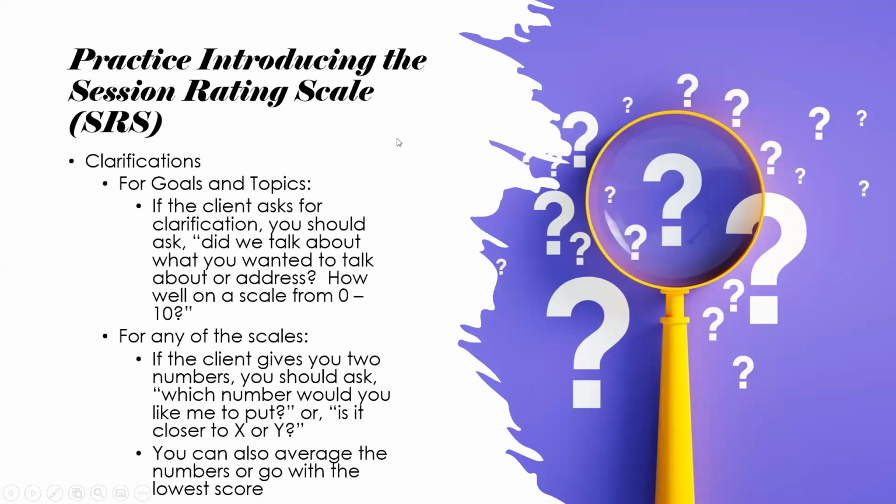The clarifications when it comes to the dimensions of the SRS are for goals and topics. If they want clarification, you say something like, did we talk about what you wanted to talk about or address? How well on the scale from 0 to 10? And then again, for any of the scales, if you're doing telehealth and you're getting just the numbers, and they give you 2 different numbers, which one would you like me to put? Is it closer to X or Y? You can average them out.